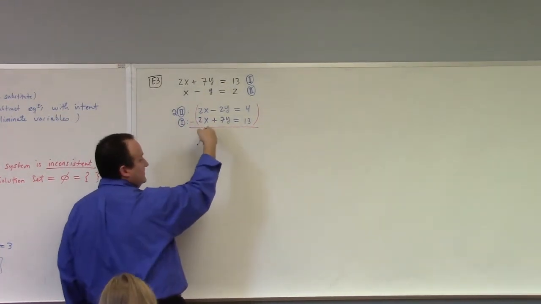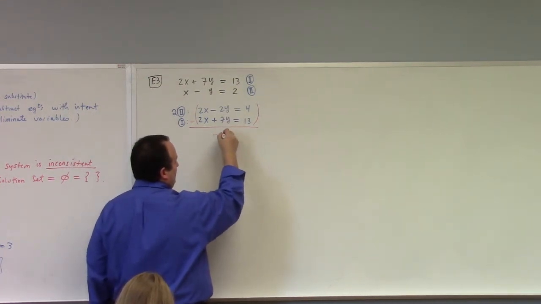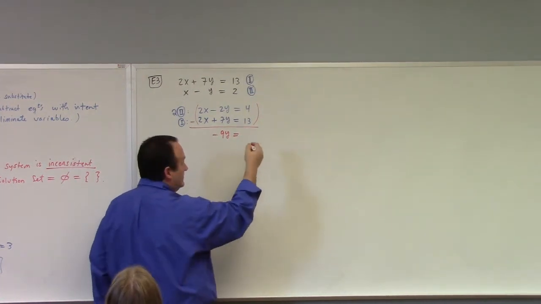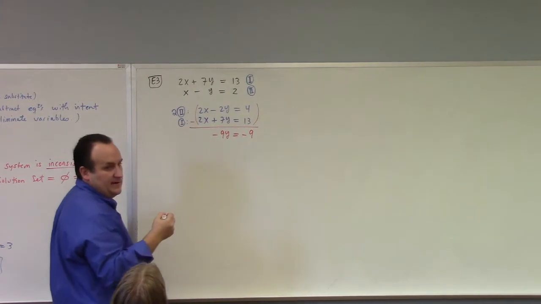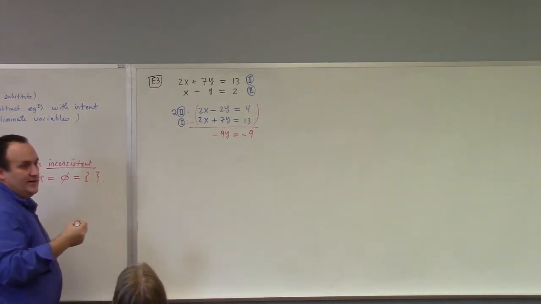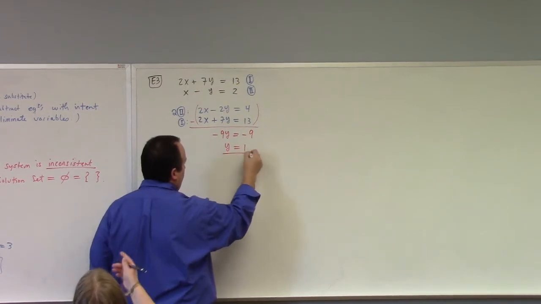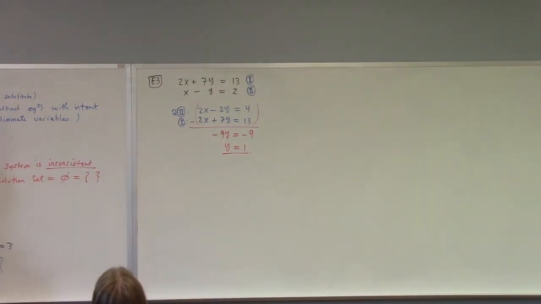So subtract, the two x's cancel, and you get minus 2 minus 7, which is minus 9y. 4 minus 13 is what? Minus 9. Right? And so y equals 1. Now you're absolutely right. I could have multiplied by minus 2, and that would have made that step an addition rather than a subtraction. You know, there's more than one way to do it, is my larger point here.